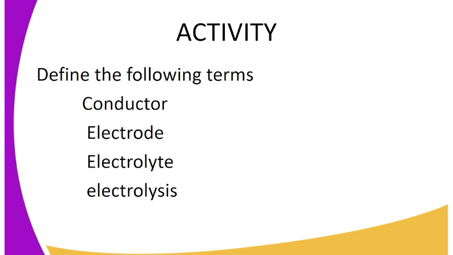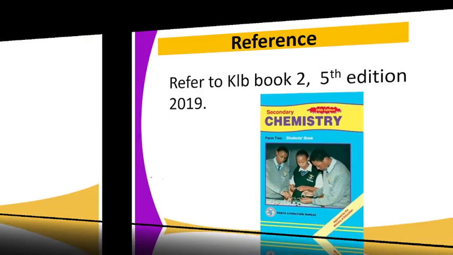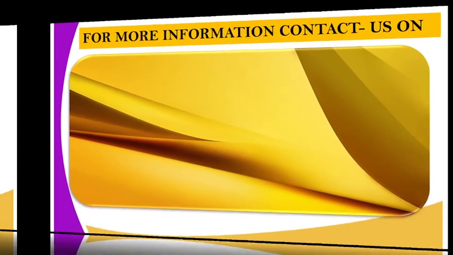Activity number 1. Define the following terms: a conductor, an electrode, an electrolyte, and electrolysis. Our reference is KLB Book 2, 5th edition, 2019.